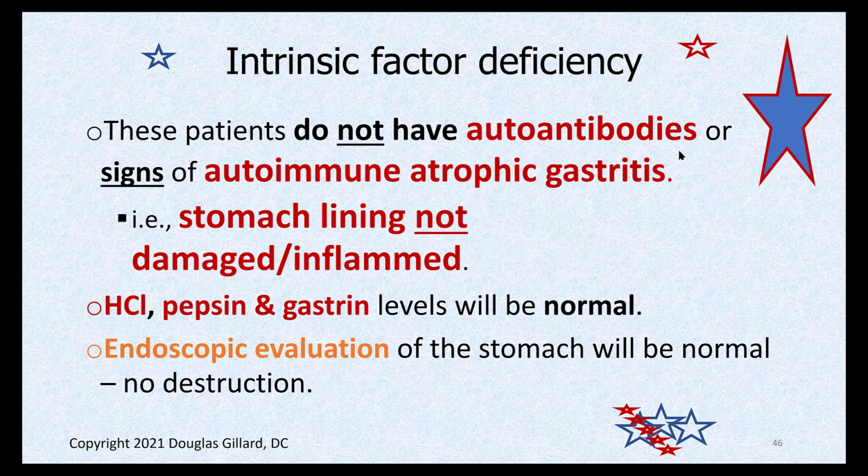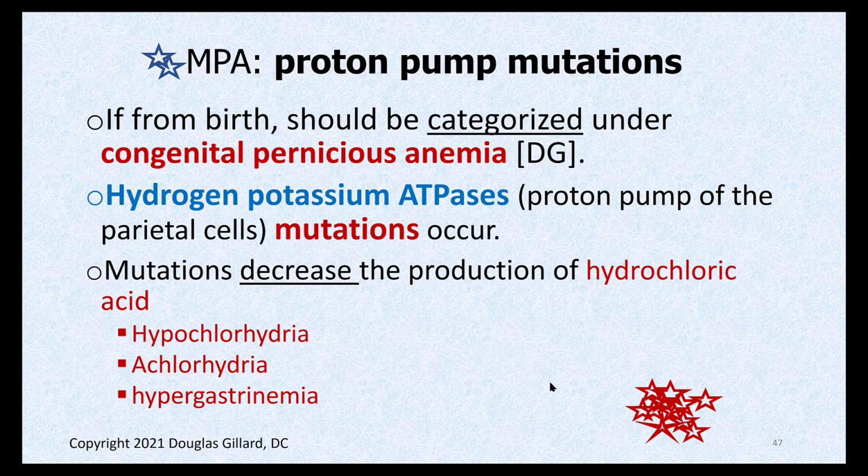When you test for autoantibodies, they're not going to have any autoantibodies because this is from a mutation. The stomach lining's not going to be damaged or inflamed because there's no attack. This is just a mutation and they can't make intrinsic factor. Endoscopic evaluation of the stomach, normal. Right? There's also proton pump mutations that could fall under this category. They're very rare. But if it's a mutation, you're not going to have an inflammation. They're not going to have an upset tummy, but they're still going to have pernicious anemia. They're still going to have hypochlorhydria, achlorhydria, and hypergastronemia. Got it?